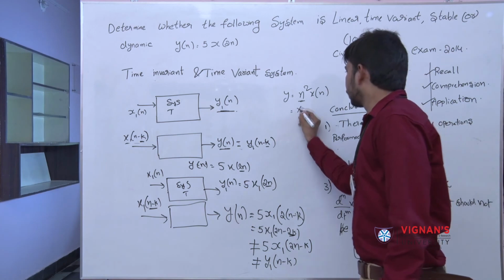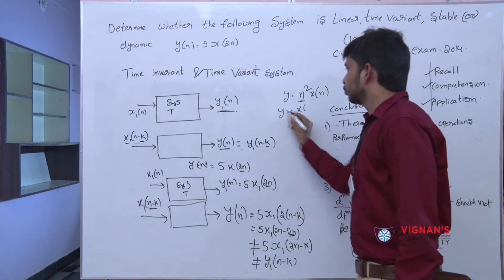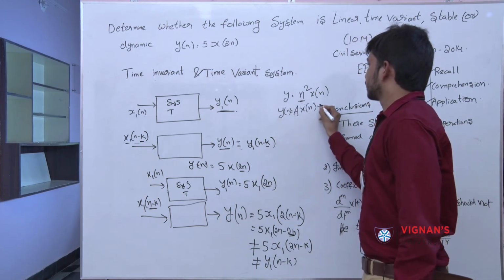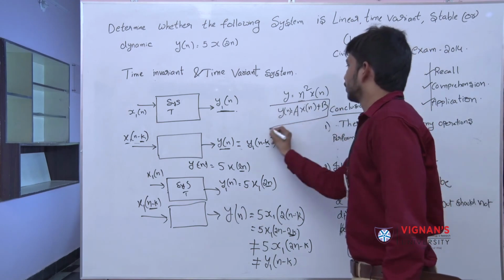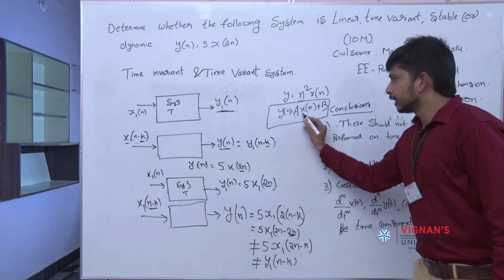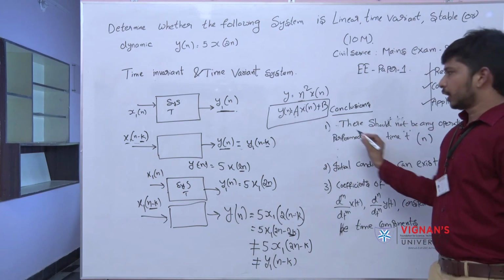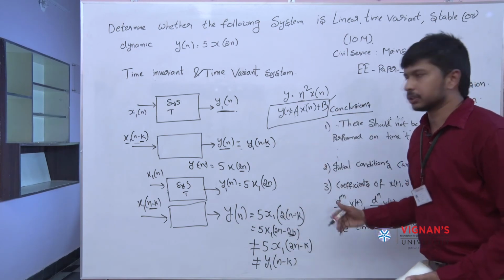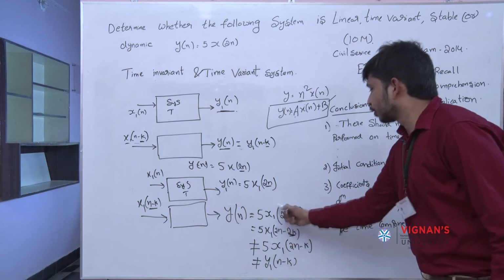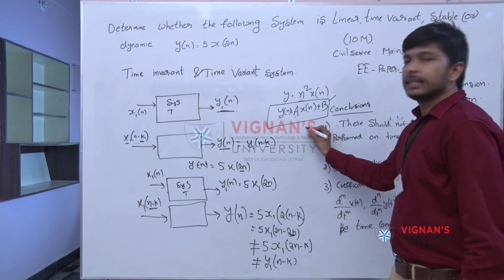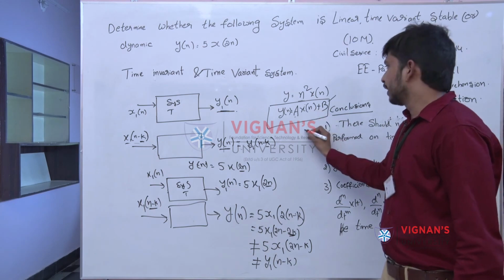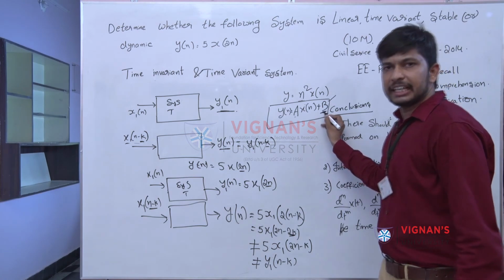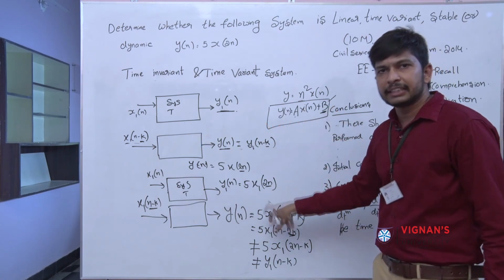If no operation is performed, suppose you take y of n equal to a into x of n plus b. Now, if you take this system, there are no operations performed. If you follow the same method, let us find the conclusion. Follow this method, then this system will be a time invariant system. Here you can draw one more conclusion. If there are initial conditions, then that does not affect the time variance and time invariance property.